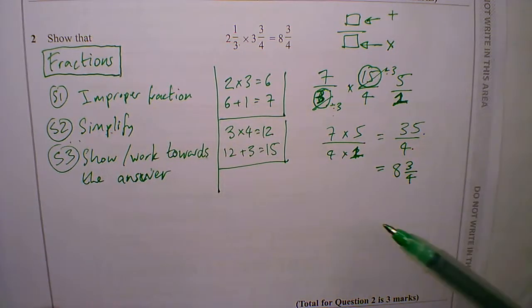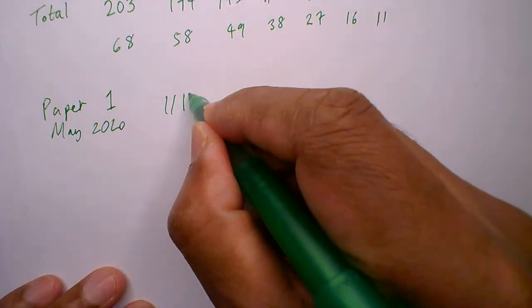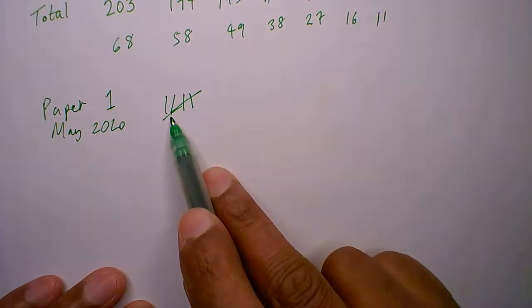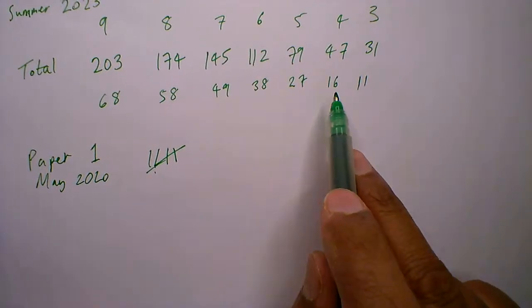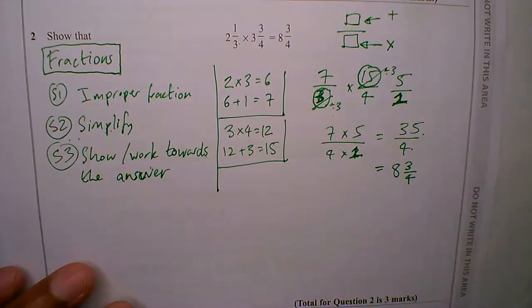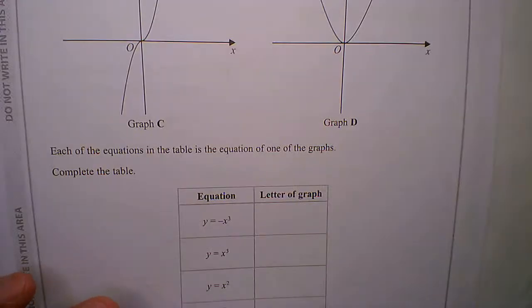So now that is worth 3 marks. So let's add that to our running total, 1, 2, 3 marks. So we've banked 5 marks, and we need to get to 16 to get to a grade 4. And let's go to the next question, question 3.